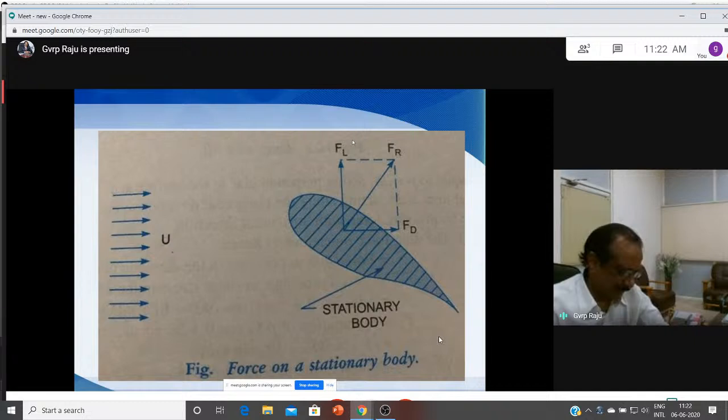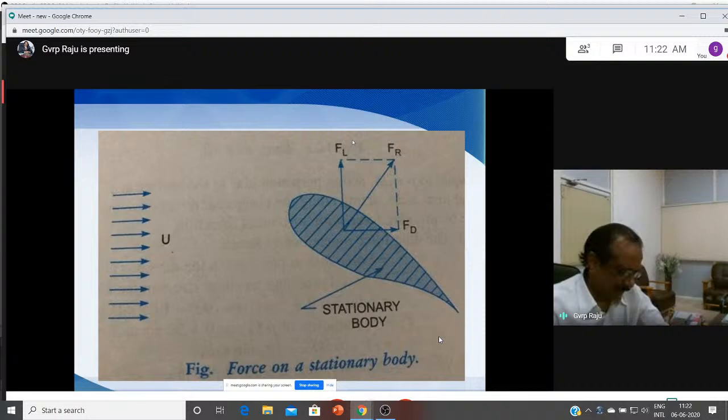So drag is the force acting in the direction of the motion of the fluid, and lift is the force acting in the direction perpendicular to the motion of the fluid here. So this is the direction of the velocity here, and this is the x-axis direction, the direction of the motion of the fluid here. And which two forces will you consider normally here?